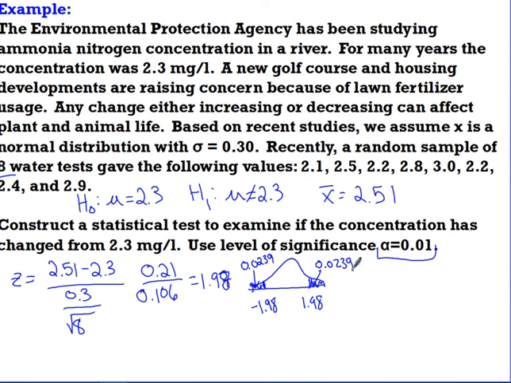So 0.0239 times 2, and my p-value is 0.0478. And now, be careful, I'm comparing that to a different alpha. I'm comparing it down to 1%. So now it's bigger than that.